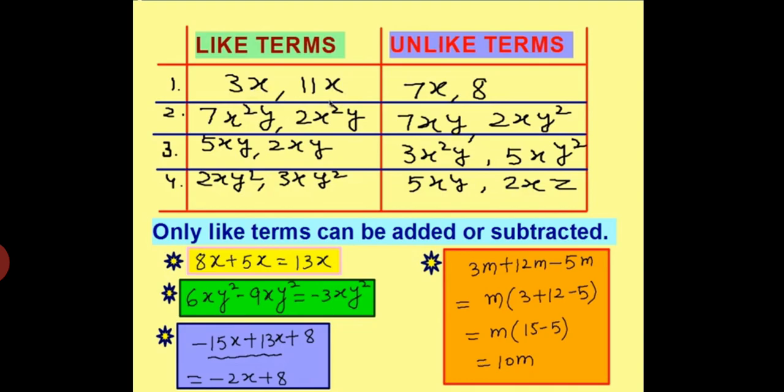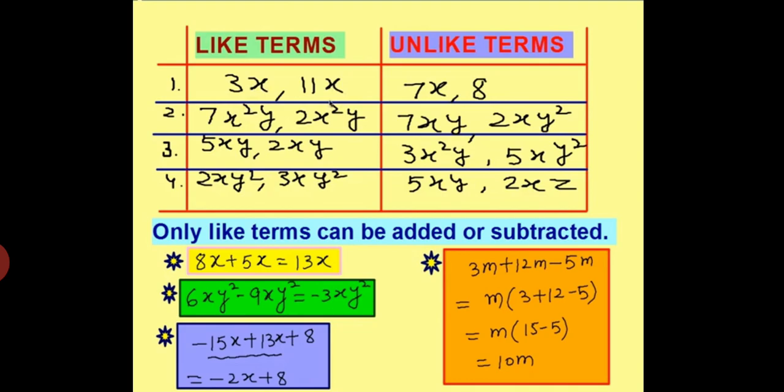Remember, only like terms can be added or subtracted. For example, 8x plus 5x. Here 8x and 5x are like terms, and if we add them, we shall get the result 13x. 8 plus 5, 13 and x. Second example, 6xy square minus 9xy square. Here these are like terms, so the answer is minus 3xy square.